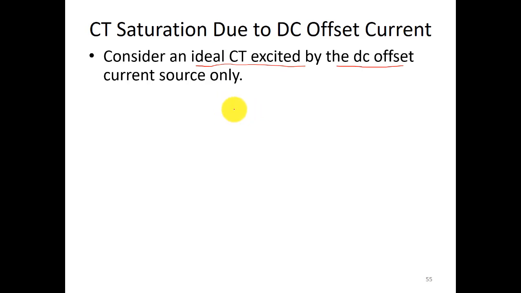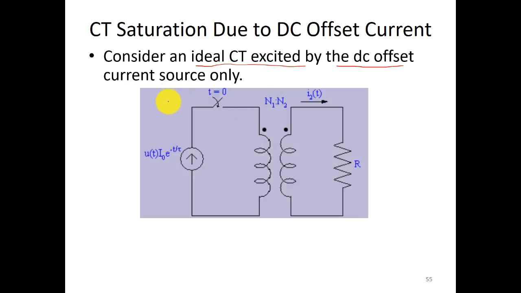Let us see what is happening to the flux. Okay, so now let us say the DC offset current is this one. This is your DC offset current, and it is being fed to the ideal CT. So the CT has an N1 by N2 turns ratio, and the switch is being closed at t equal to 0, and now I2 will flow through R. R is the burden.